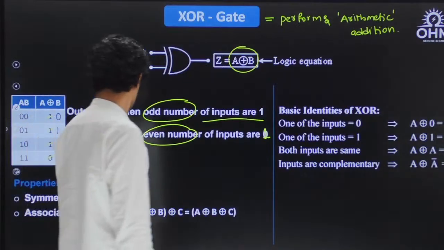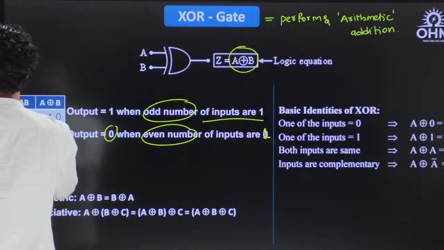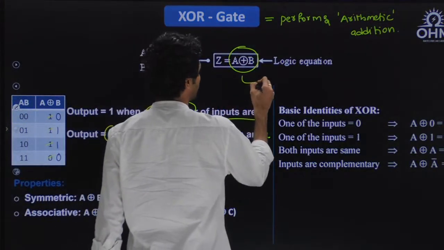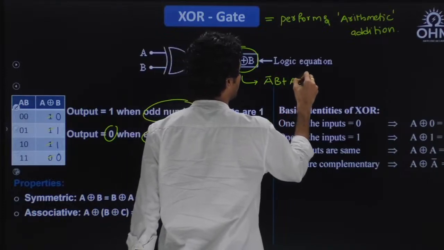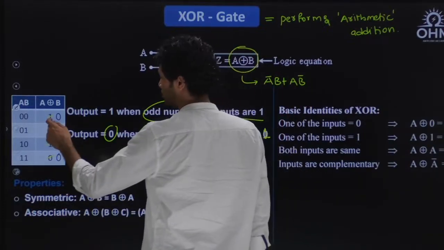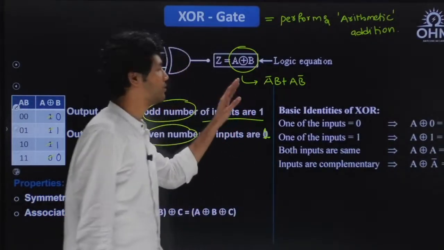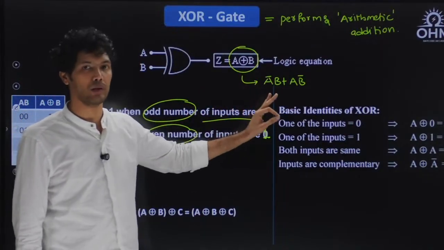And the equation of this particular XOR function can be written as, this equation is pretty common and important to remember. It is A bar B plus A B bar. Basically, these are the two minterms. The ones in the function correspond to minterms, and hence we can express A XOR B as A bar B plus A B bar. Do remember it, very important.